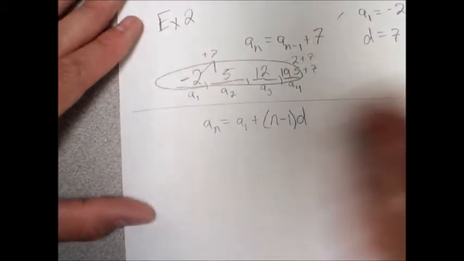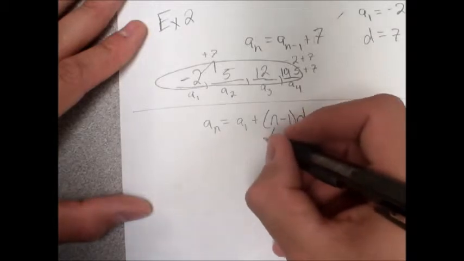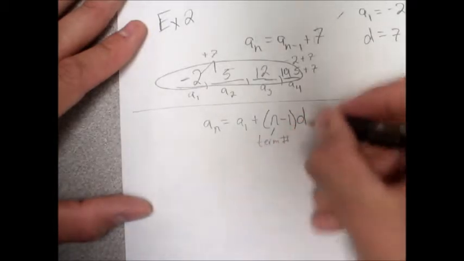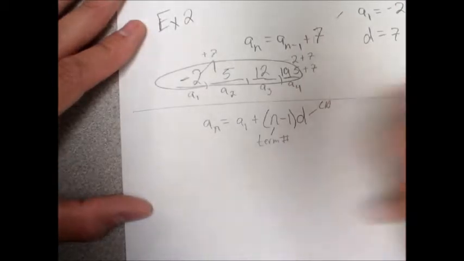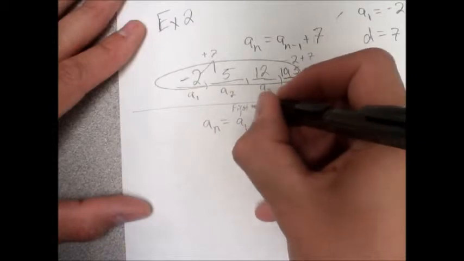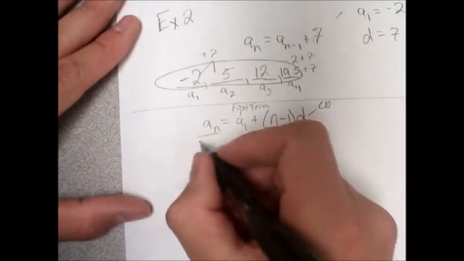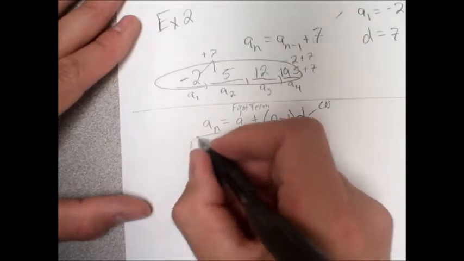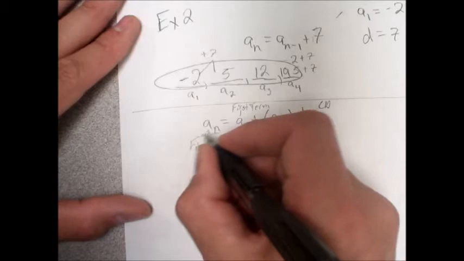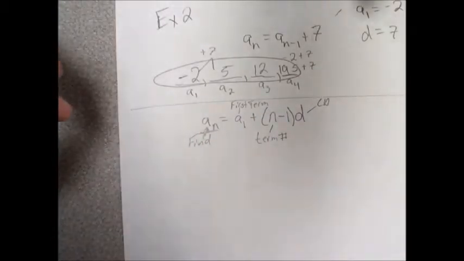Okay? So remember, I'm just going to write this underneath. This is the term number. This is still the common difference. This is the first term. And this is the term we want, we're trying to find. Most of the time, it's the one we're trying to find. Okay? So I like this one because it allows you to find any term in the sequence.